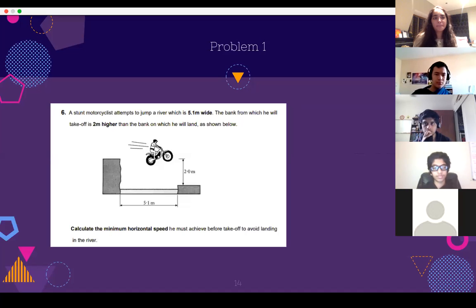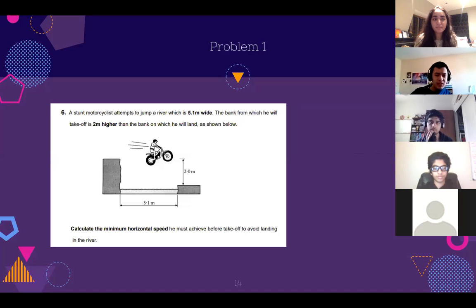A stunt motorcyclist attempts to jump over a river which is 5.1 meters wide. The bank from which he will take off is 2 meters higher than the bank on which he will land, as shown below. Calculate the minimum horizontal speed he must achieve before takeoff to avoid landing in the river.